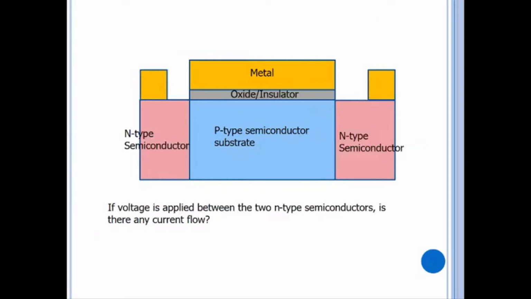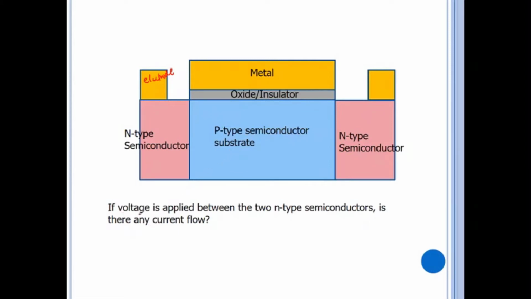Okay, so next we add an n-type semiconductor at the left and right side of the p-type semiconductor, and then we add an electrode. This is the electrode here, to enable the voltage application. So this is the structure of a MOSFET.